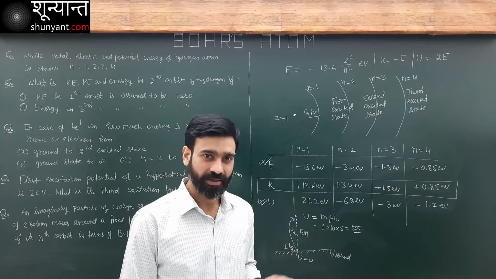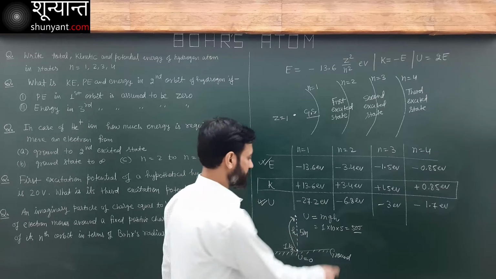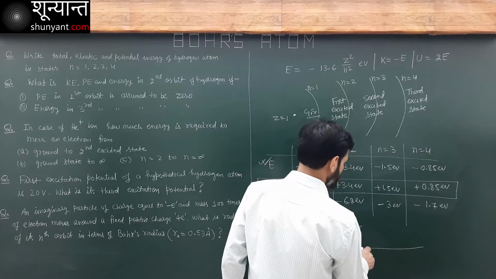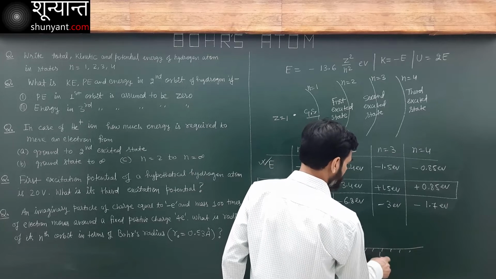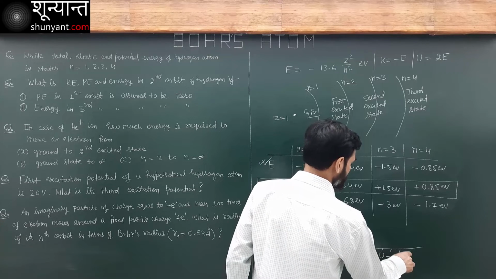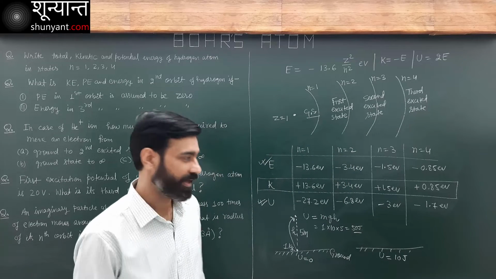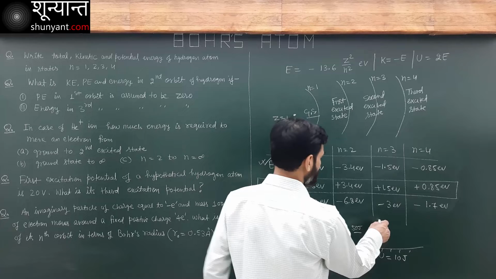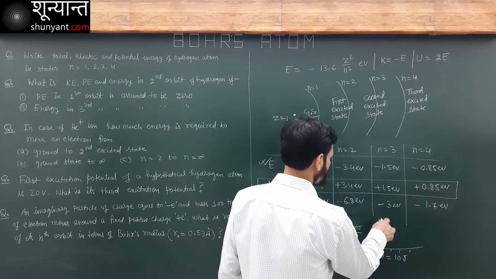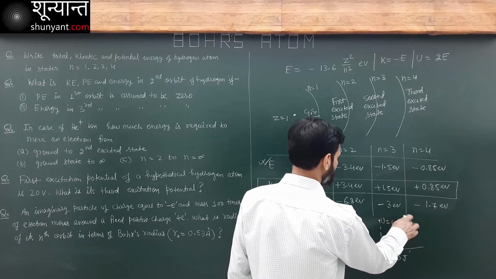If I change my reference, let's say that energy here on the ground is 10 joule. It is not 0, but it is 10. Then what will happen? Everywhere 10 will be added. So energy here will become 10 plus mgh.